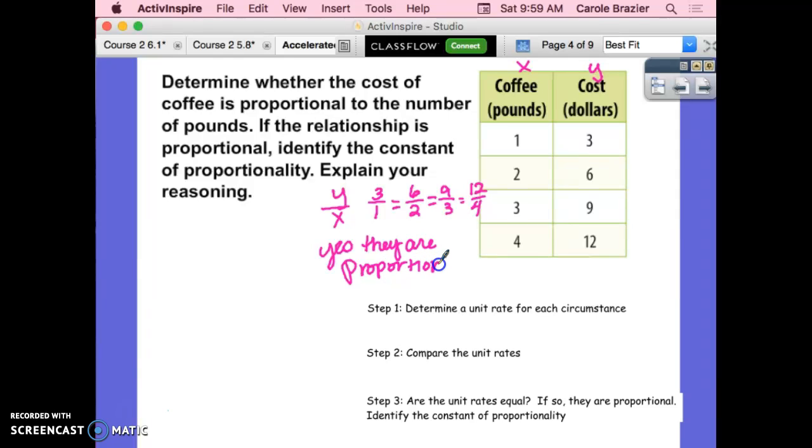And then you have to state the constant of proportionality. So my constant of proportionality, so constant rate, is equal to 3 over 1, or just 3 in this case. Most of the time it will be a fraction. So you need to make sure that you're writing all of this down, because this is explaining it to the depth that you need to explain it.